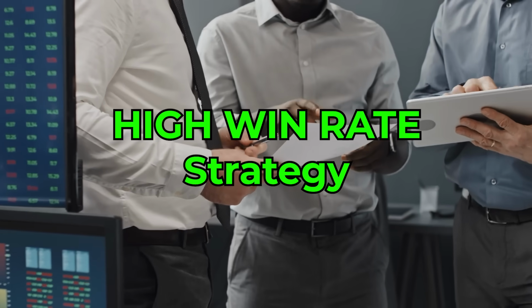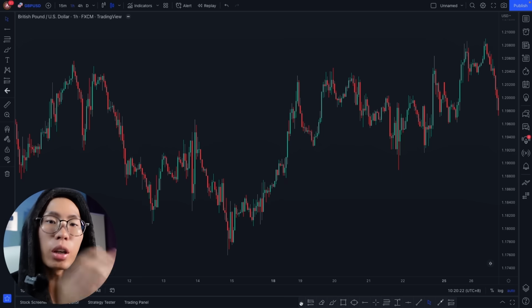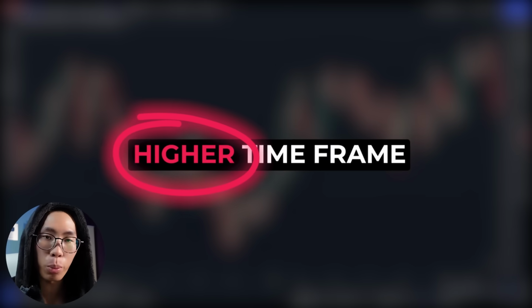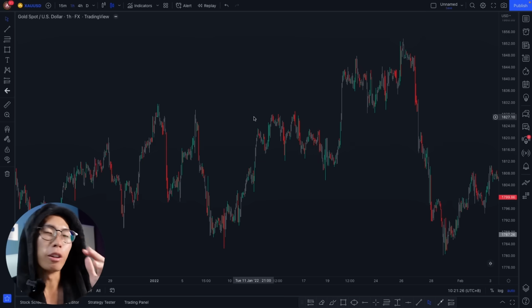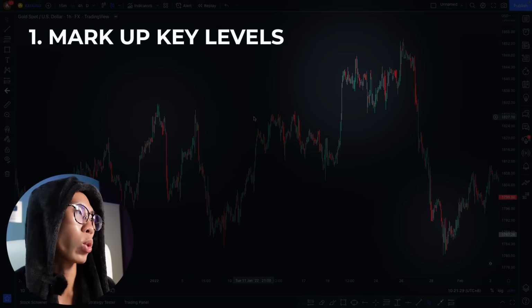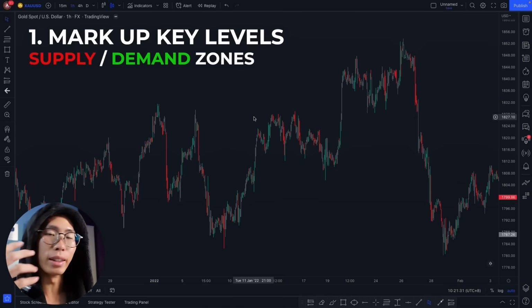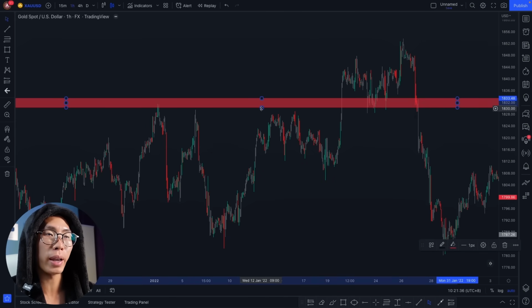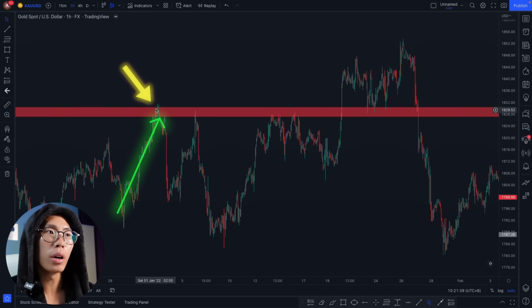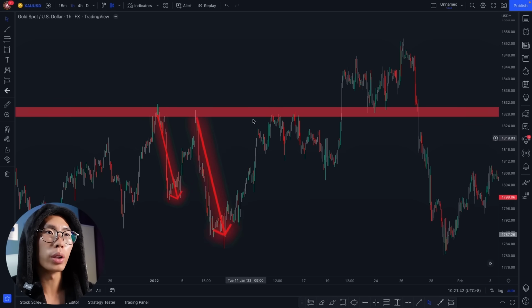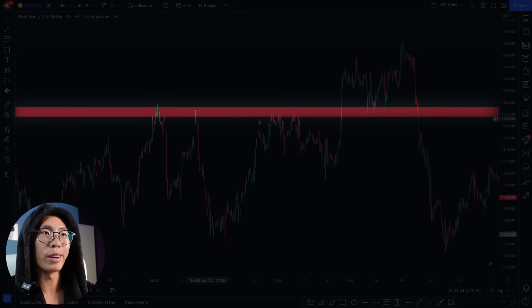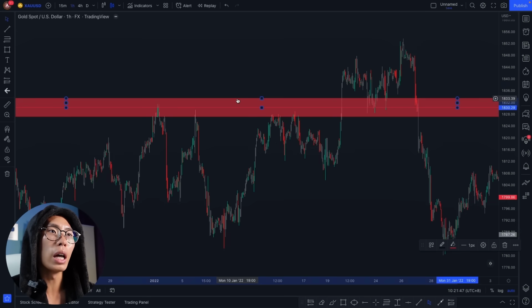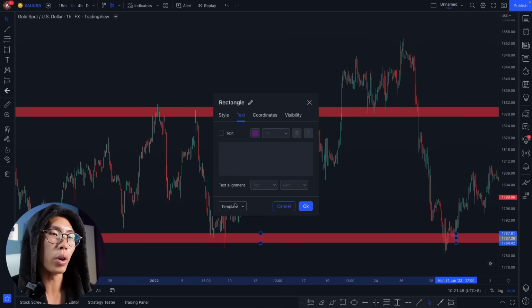Now let's combine whatever we just learned, and I'm going to show you a high win rate smart money trading strategy. For this strategy, make sure that you are using a higher time frame like the 1 hour time frame. The first thing before you do anything is to mark up your key levels or supply and demand zones by finding where price is reversing or respecting. Right here, whenever price goes up here, it always collapses, 1 time, 2 times, 3 times, 4 times. So this is a very strong supply zone, and I can draw another demand zone at this key support area right here.